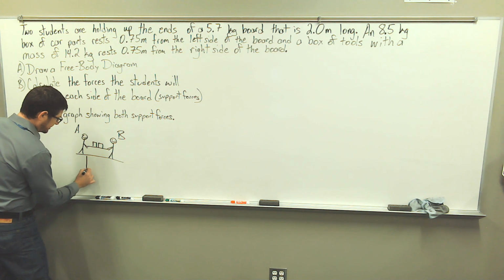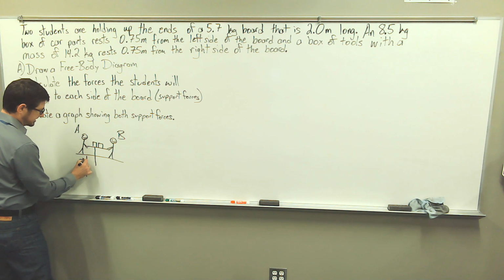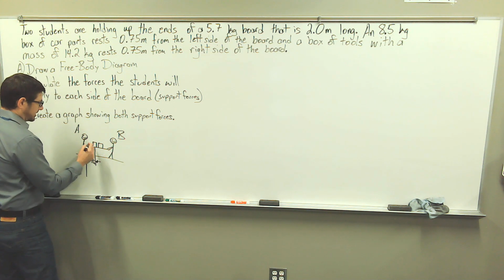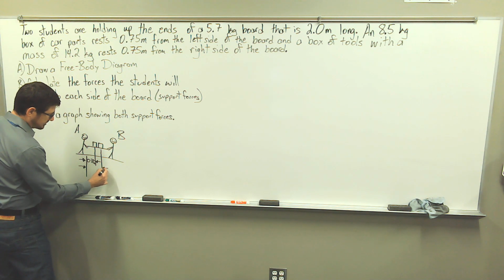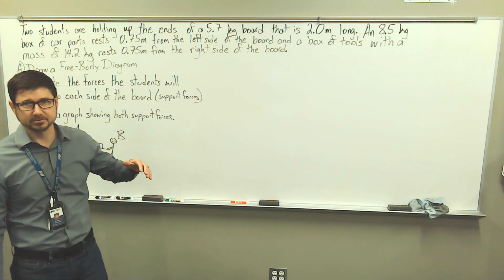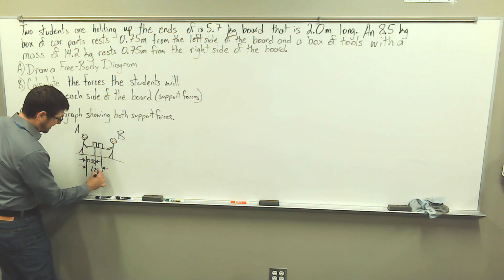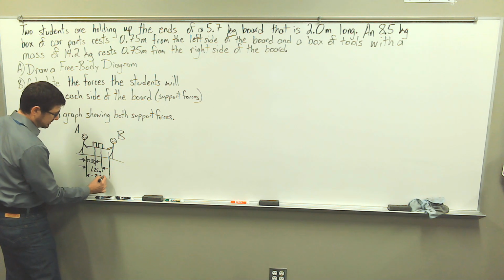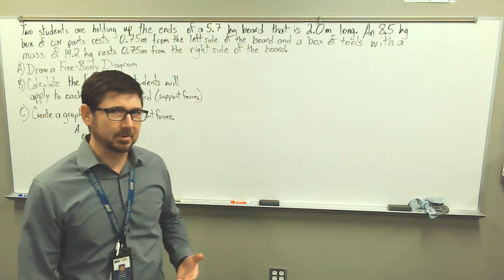We know that the left box, the center of this box, rests 0.75 meters from the left side of the board. And then this dimension here: if the board is 2 meters in length and this box is resting 0.75 meters with respect to the right side, that means our dimension here is 1.25 meters. And I will go ahead and draw an overall dimension. This will be 2.0 meters.